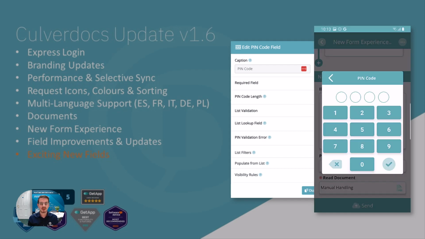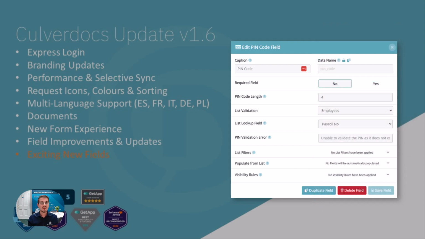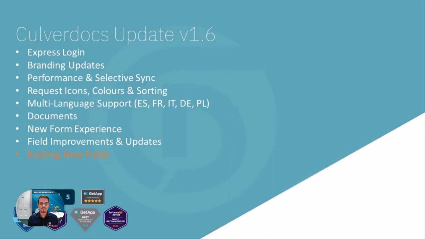In the settings, you can define a pin code length, the list, and the list field which contains the pin code. In this case, we're validating against the list of employees, and within there, we're looking for the PIN in the payroll number column. We can also filter based on form fields such as the site that they're at, and then use populate from list to copy data from the matched employee.